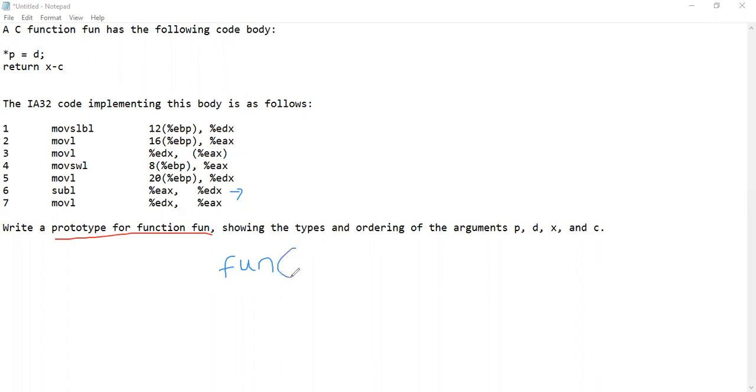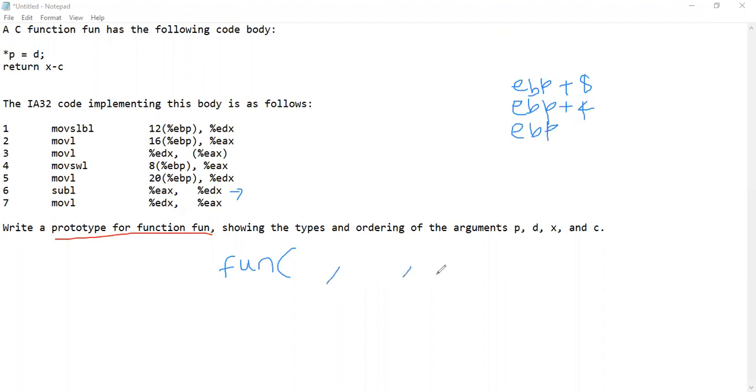So fun is the function, and if you look at the number of arguments, very likely it has 4 arguments, because we see only up to 20 plus EBP, we don't see 24 or 28. So 20 means 4 arguments. If you remember, you have EBP, the base frame pointer. EBP plus 4 is the return address. EBP plus 8 is the first argument. EBP plus 12 is the second argument. Therefore, EBP plus 20 must be the fourth argument. So we have 4 arguments.